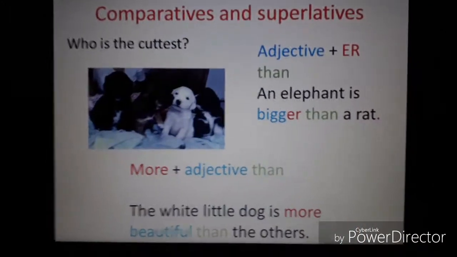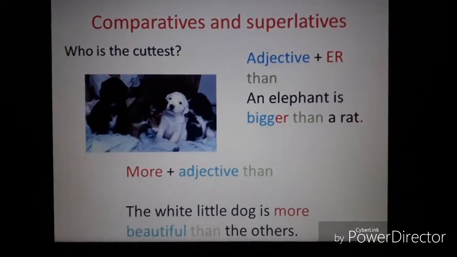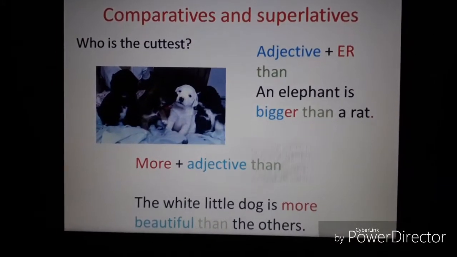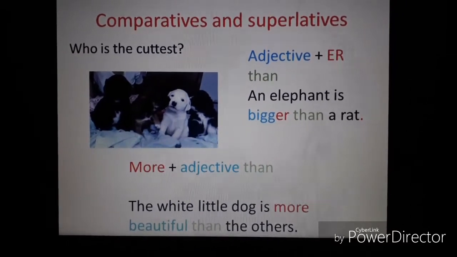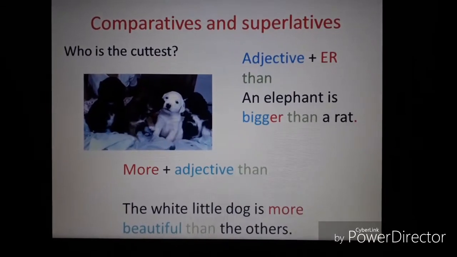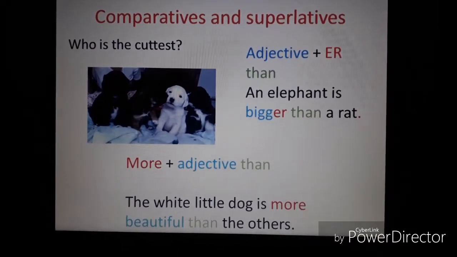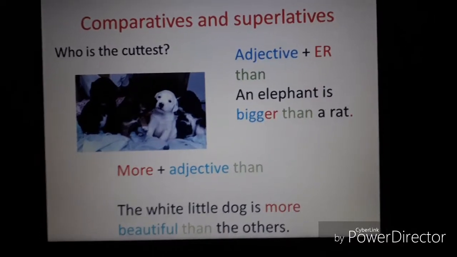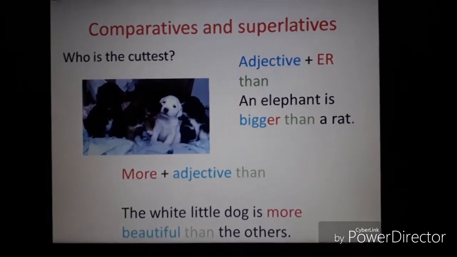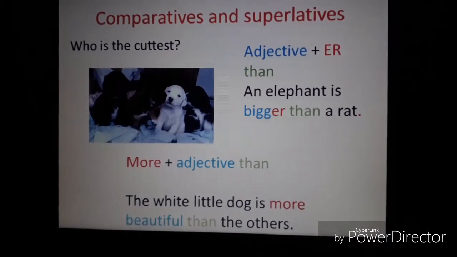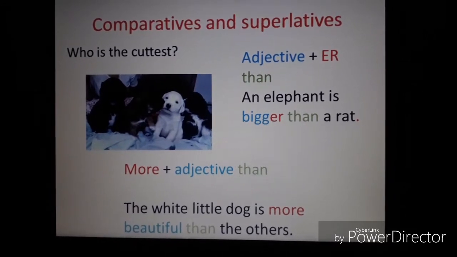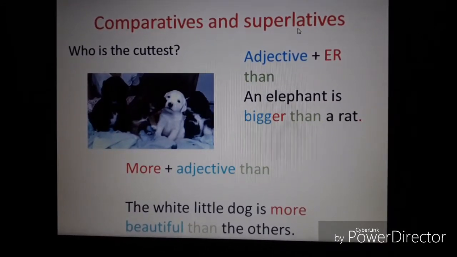Okay, excellent. Now, the next topic was comparatives and superlatives. To talk about comparatives, it's that we're comparing two things, or two objects, or two people. So we have two ways of doing this. The first one, and this is the most common, is that we use the adjective, then er, and then than. So we have here an example.